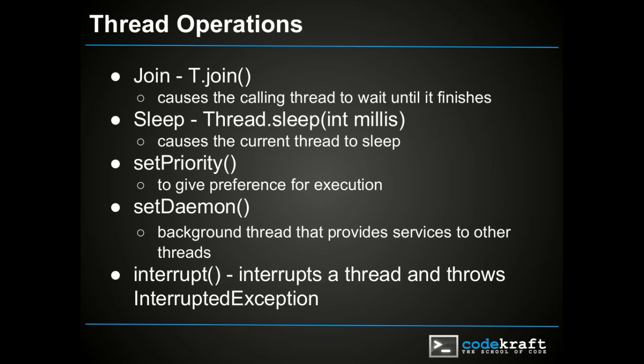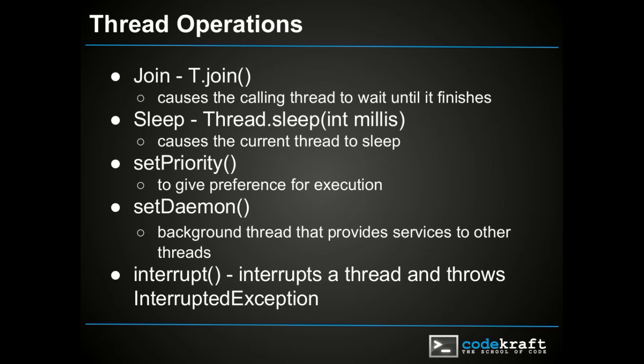If the main thread wants to wait until the other thread that it created finishes its job, then it should call t.join on that thread. Essentially it causes the calling thread to wait until it finishes. The other method that is supported is called sleep. If a thread wants to pause its processing, it can call the sleep method, which causes the current thread to sleep. Another method that Thread supports is called setPriority.